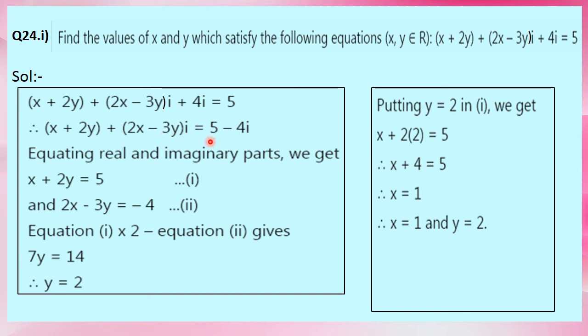Now, equation number 1 into 2, we will get 2x + 4y = 10, and we subtract equation 2 from this, then we will get 2x − 2x cancelled, 4y − (−3y), that is 7y, and 10 − (−4) is 10 + 4, 14. So y is equal to 2 from these. Now putting y = 2 in equation number 1, we will get x + 2 into 2, 4 is equal to 5, x + 4 = 5 means x = 1. So the values are x = 1 and y = 2.